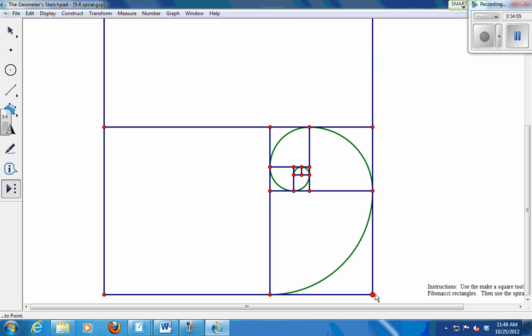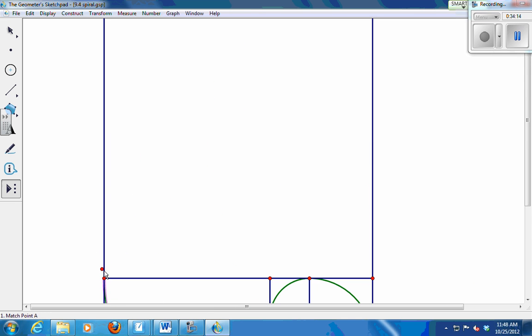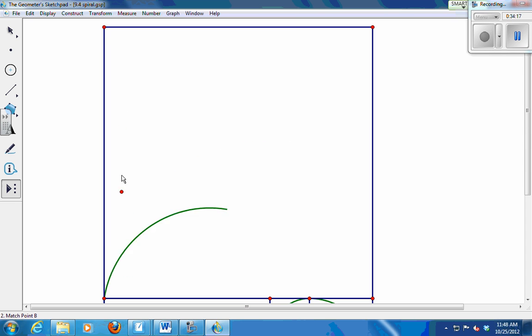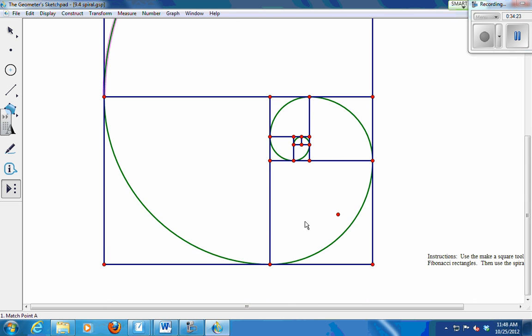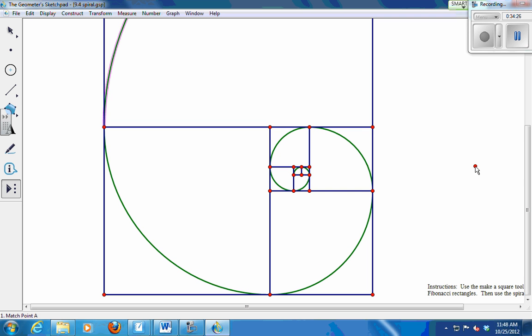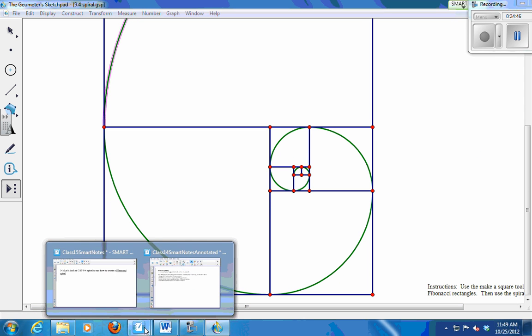So I can build this spiral through all these squares that I made. And you get this green spiral, which looks an awful lot like a lot of things that you find in nature. Looks like a snail shell, nautilus shell. What, somebody said something? Oh, okay. We see tons and tons of things in nature that have this shape, and that is not a coincidence.